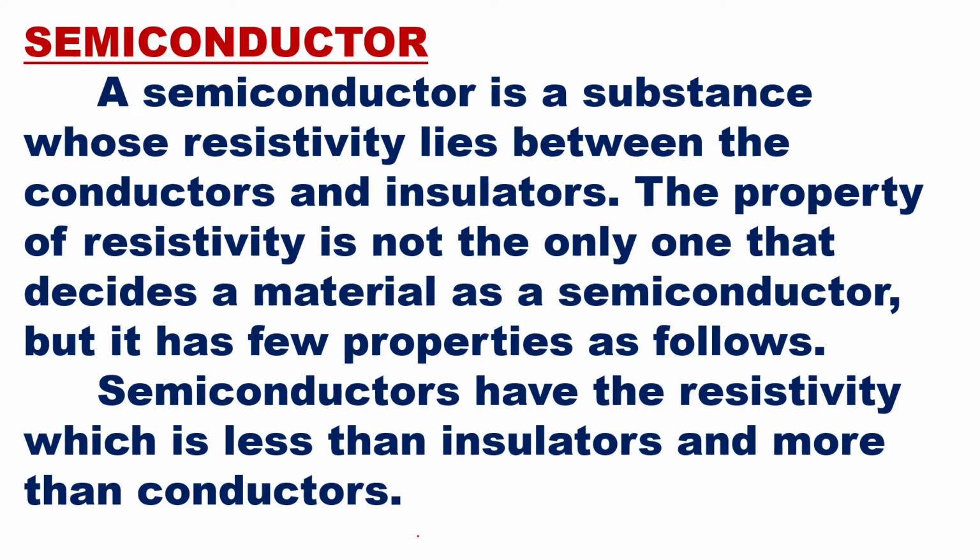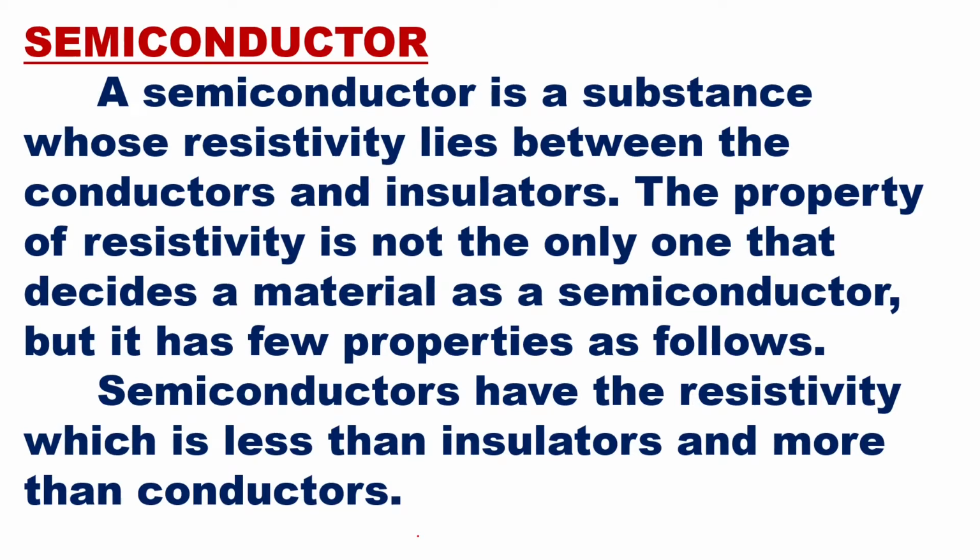Then we'll go to see what we mean by semiconductor. A semiconductor is a substance whose resistance lies between conductors and insulators. The property of resistivity is not the only one that decides a material as a semiconductor, but it has a few properties as follows. Semiconductors have a resistivity which is less than an insulator and more than a conductor.